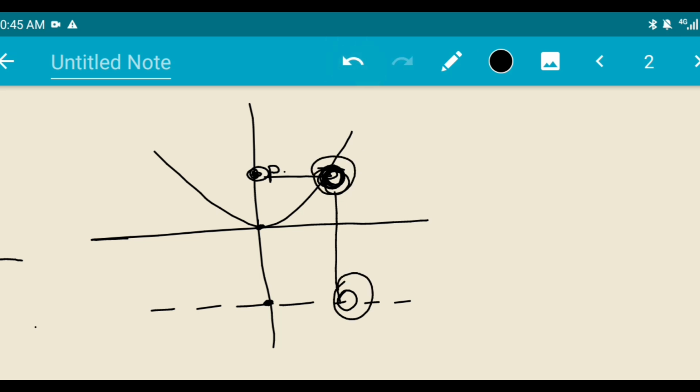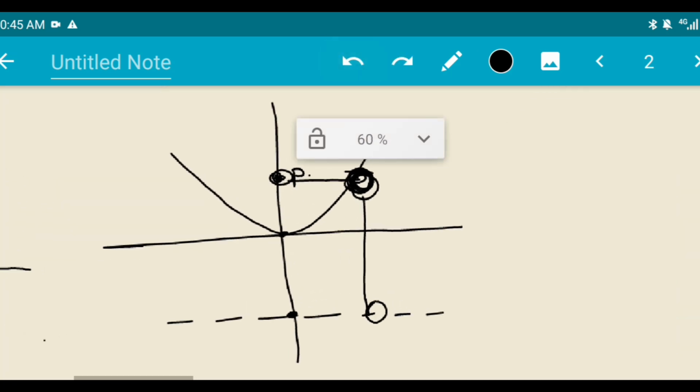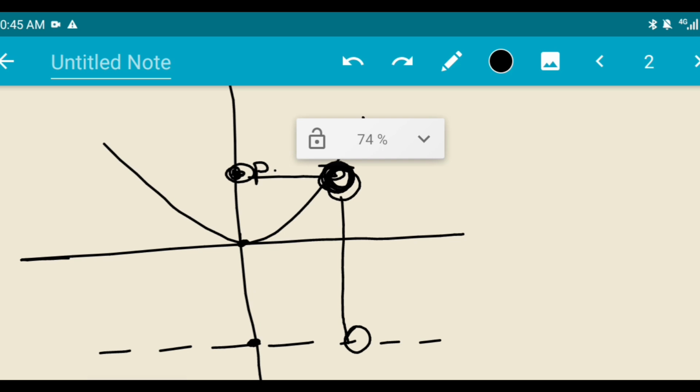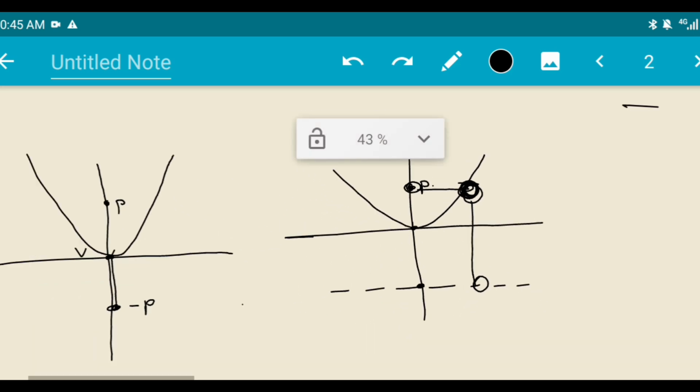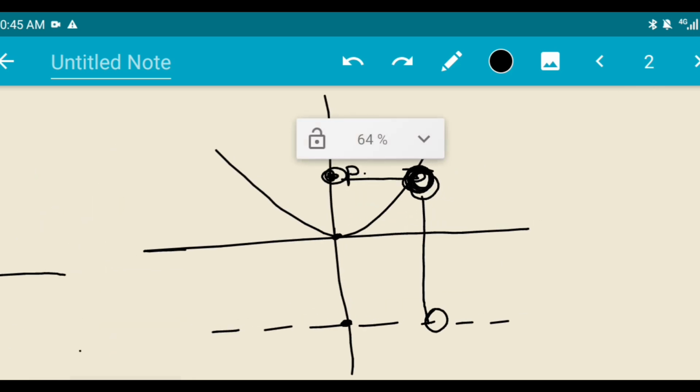I believe I've explained pretty much everything that needs to be understood here, and in the next video I'll begin to derive some formulas. Oh, another thing, just a name: this distance right here is known as the latus rectum.